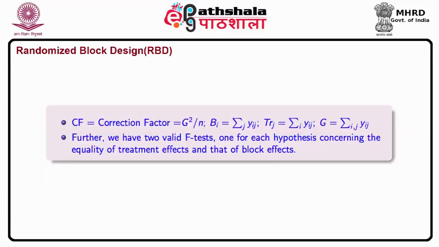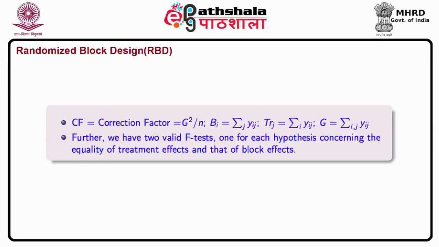Now further, we have two valid F tests, one for each hypothesis concerning the equality of treatment effects and that of block effects. You mean to say the first F ratio refers to blocks, and the second F ratio refers to treatments. Yes. For testing the equality of the block effects, we use the upper F, and for testing the equality of treatment effects, we use the second F ratio, and we know the corresponding degrees of freedom, etc.